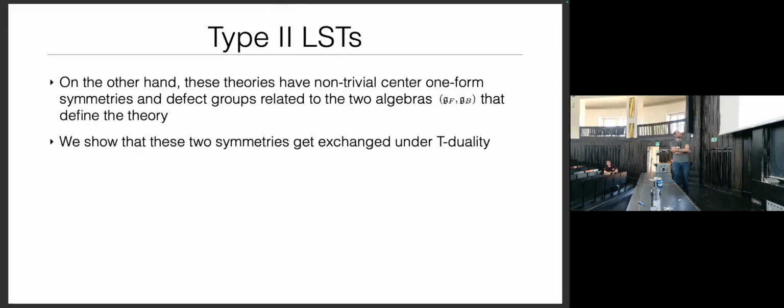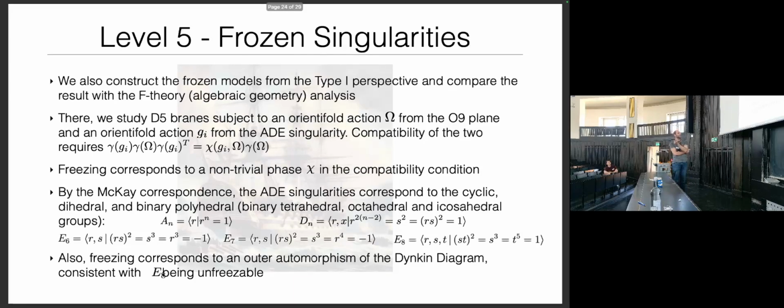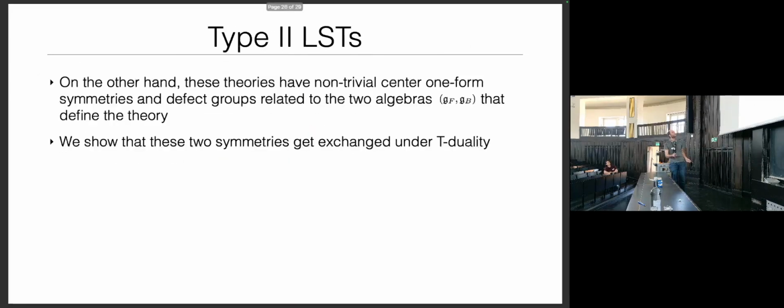Okay, so the flavor sector is much less interesting in this case because it's essentially trivial in all examples, and there's only very little room. It has to be less than or equal to 2 from this anomaly argument. But they have much more interesting one-form symmetries and defect groups, which relate the two algebras of the fiber and the base that define the theory. And if you remember this double fibration structure in the beginning, under T-duality, these get exchanged. And we also discussed this in the paper.